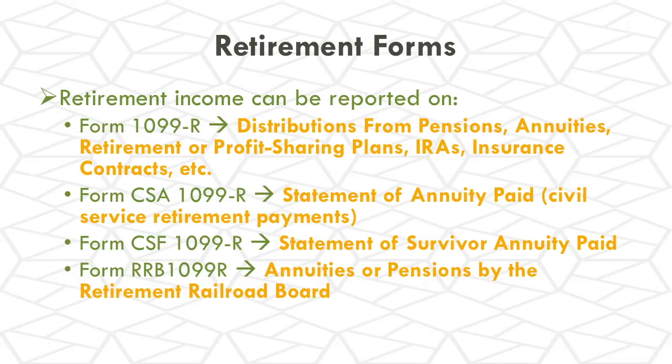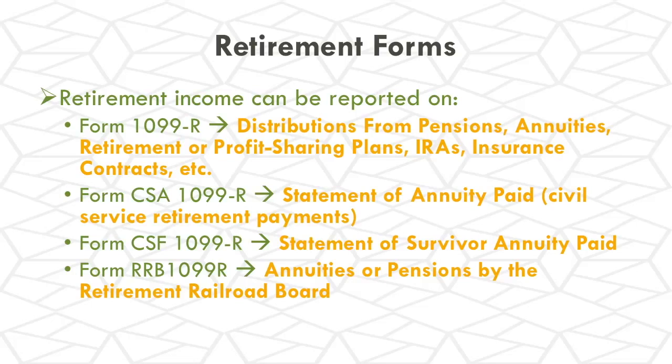Then there's also a form called the Form CSA 1099-R. This is a statement of annuity paid, and these are typically given to civil service employees for their retirement payments. Then we have a Form CSF 1099-R. This is a statement of survivor annuity paid to survivors. And then finally, we have the Form RRB 1099-R, which is for annuities or pensions from the Railroad Retirement Board. And we're going to talk more specifically about that 1099-R for the Railroad Retirement Board in Part 2.